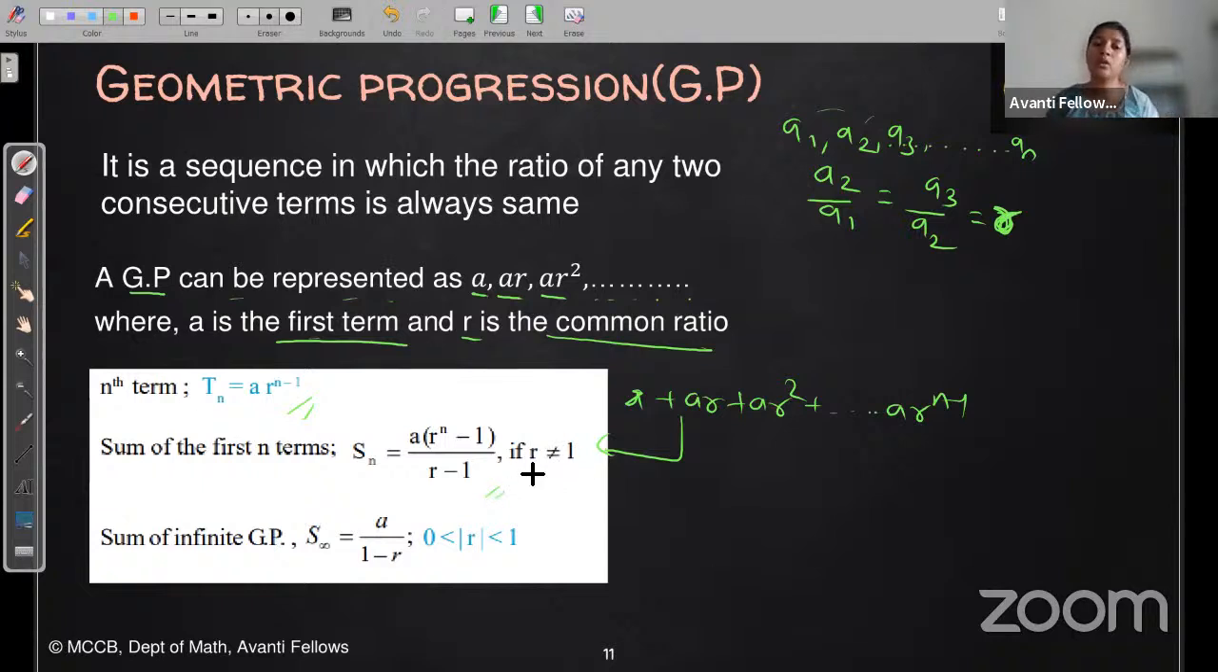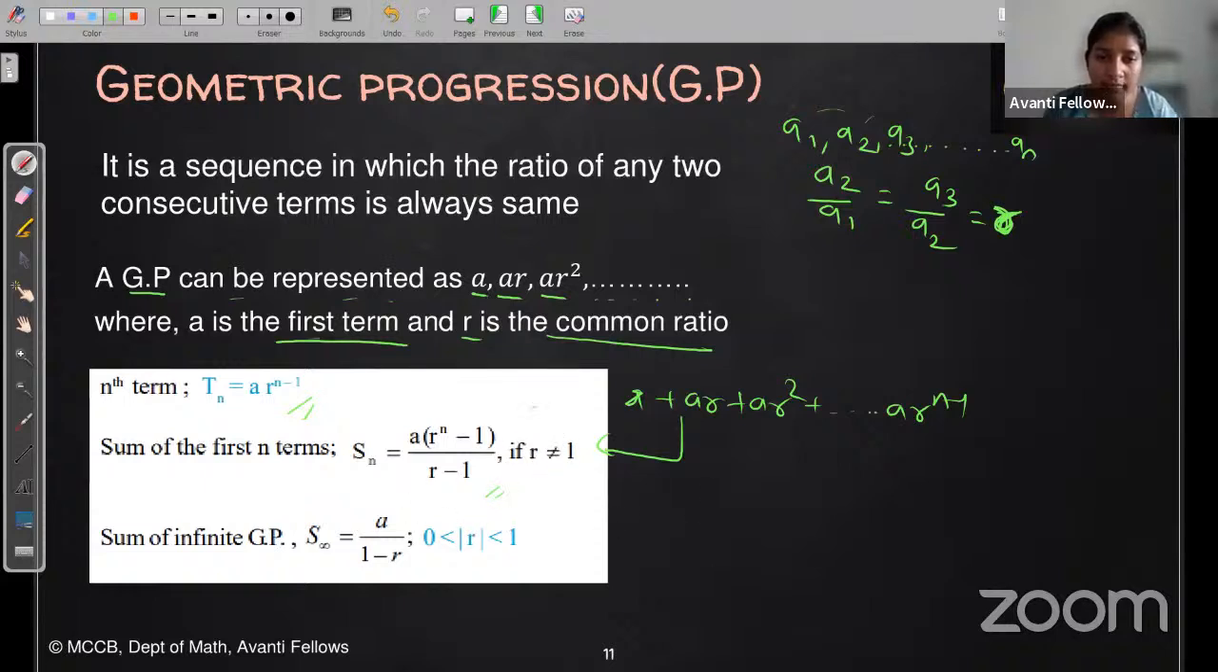Okay. Here R should not be equal to 1. Why should R not be equal to 1 in this case? Because if R is equal to 1, then the denominator becomes 0, right? Then in that case, the sum will not be defined. So that's the reason why R shouldn't be equal to 1.